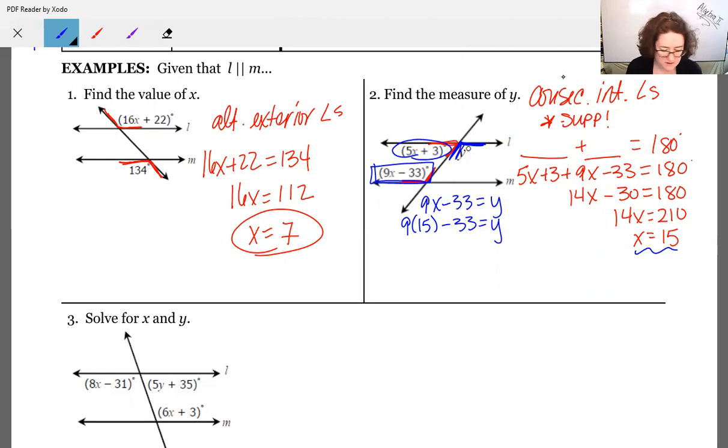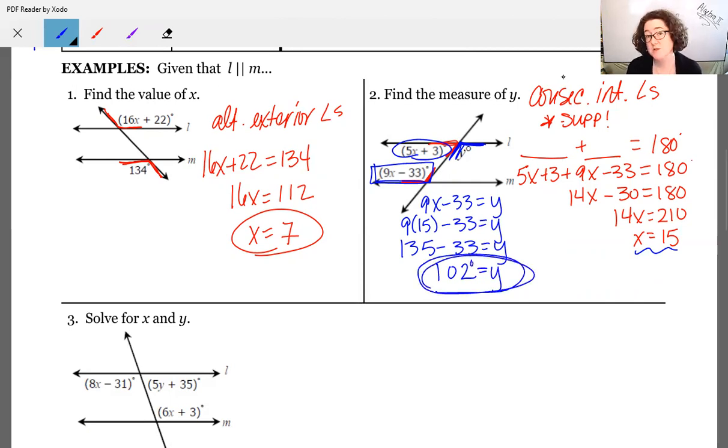9 times 15 is 135. And 135 minus 33 is going to give me a 102. And go back and double check your diagram. So that means 102 degrees. It's an obtuse angle, so it's bigger than a right angle. Does that look appropriate for your diagram?